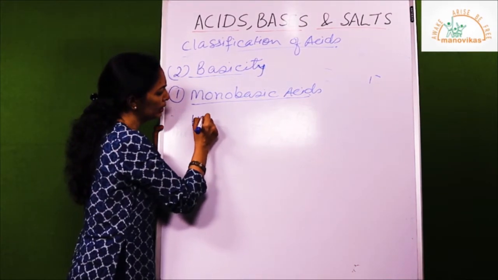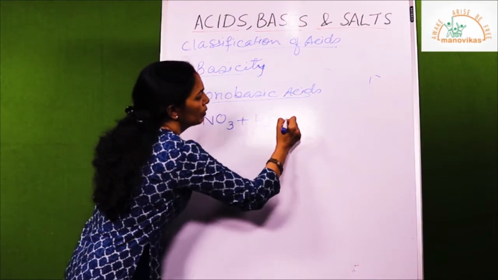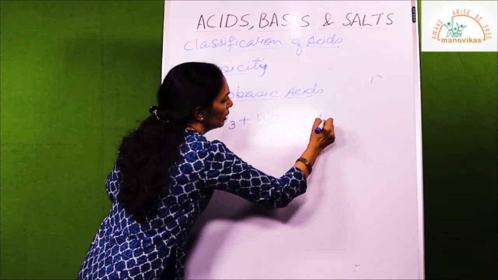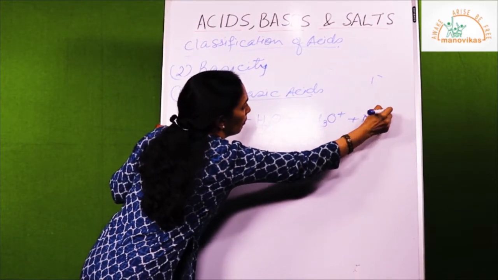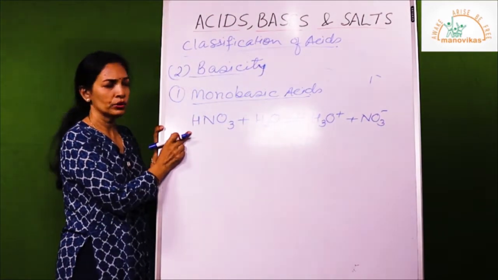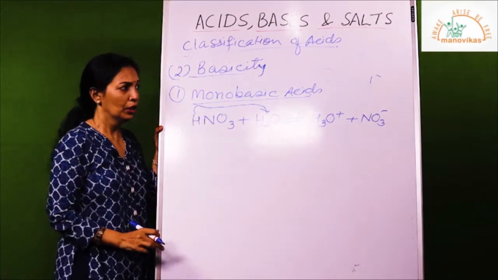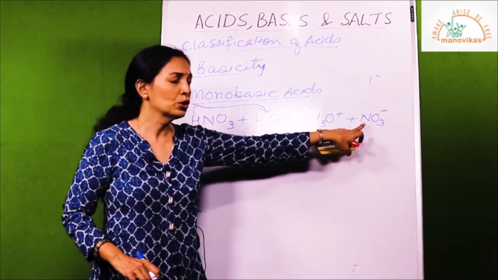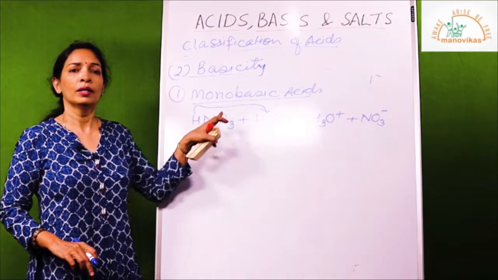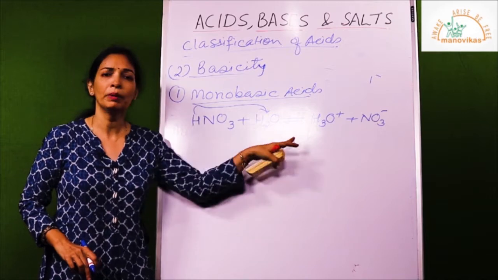Now another we can see, HNO3 plus H2O, it will give H3O plus plus NO3 minus. One hydrogen has come out in the form of H3O plus. Now look at the anion, it is NO3 1 minus. There is no hydrogen, that means all the replaceable hydrogen ions are replaced. So it is complete replacement.